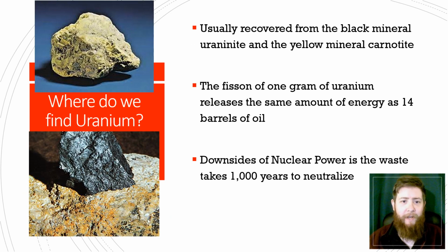Where do we find uranium? Usually recovered from this black mineral, uraninite, and this yellow mineral here, carnotite. Using 1 gram of uranium releases the same amount of energy as using 14 barrels of oil, so it's a much more compact energy source. The downside to nuclear power is the waste, which takes about 1,000 years to neutralize and is really not good for anything it comes into contact with that's alive.